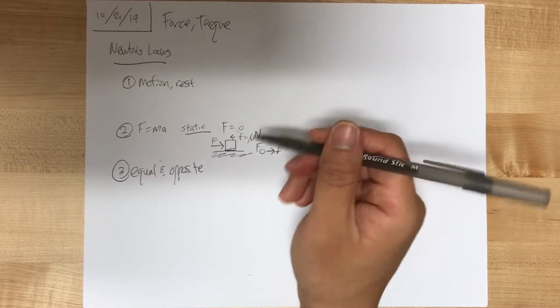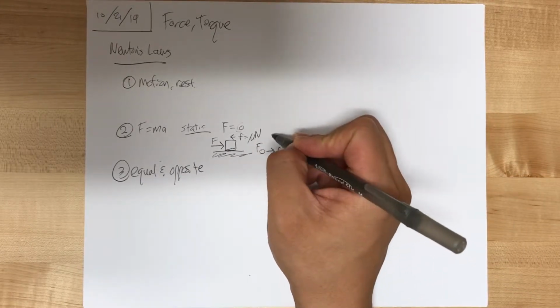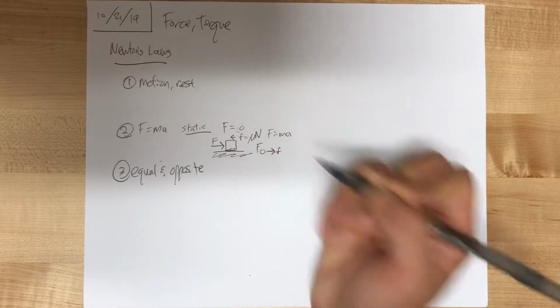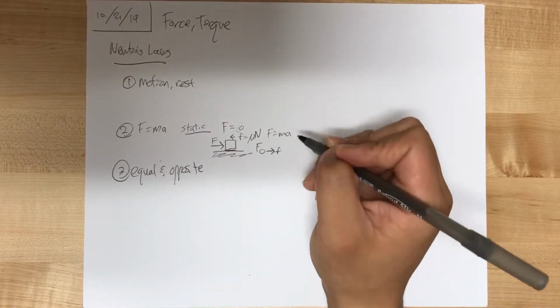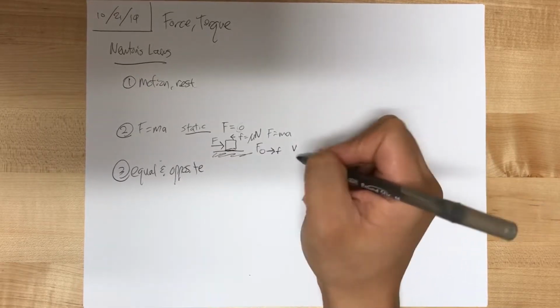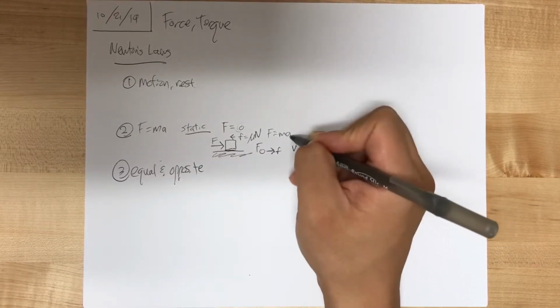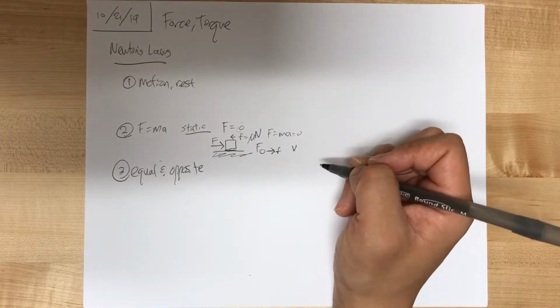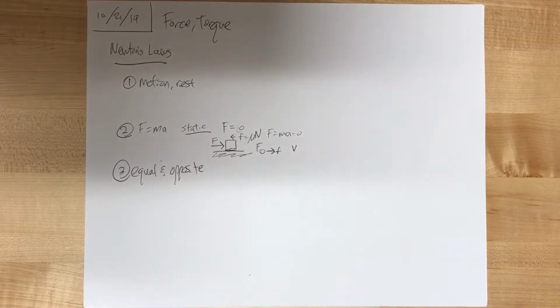Now, a bit more of a nuance here. We say that F equals ma. So if it's moving at a constant velocity, the velocity v is not changing, so it can be in motion, but the acceleration is just 0. Again, I'm just trying to get you to see these higher level concepts.